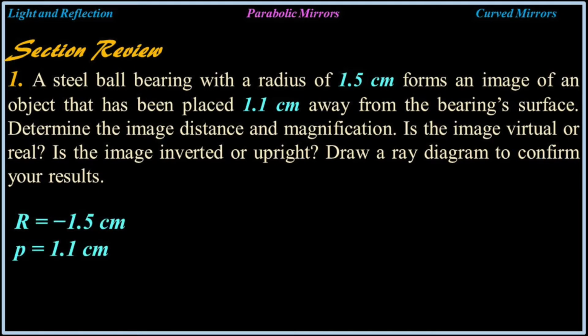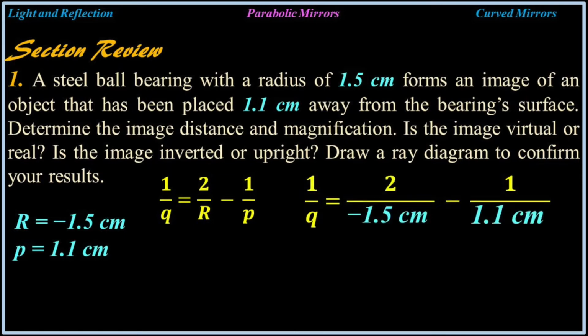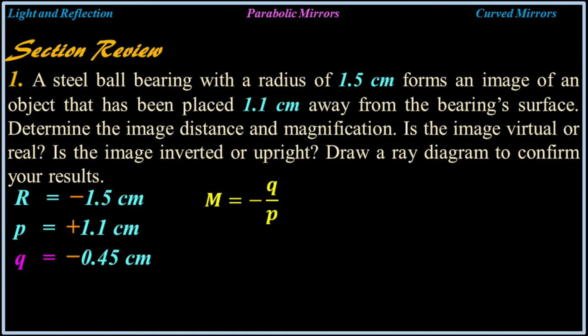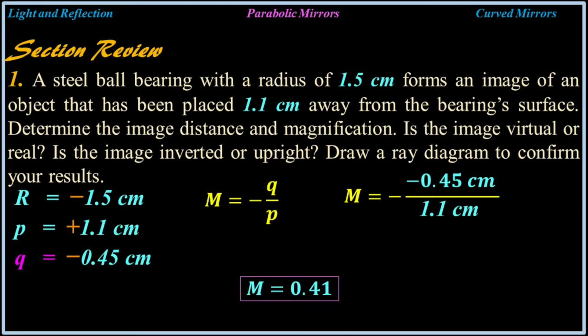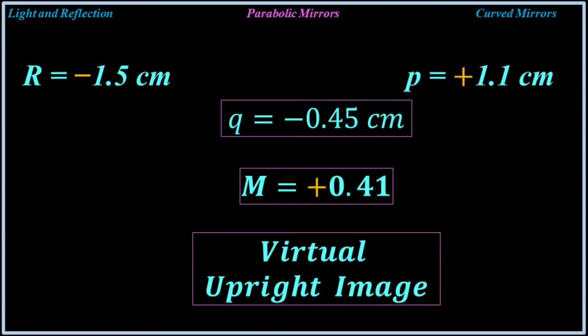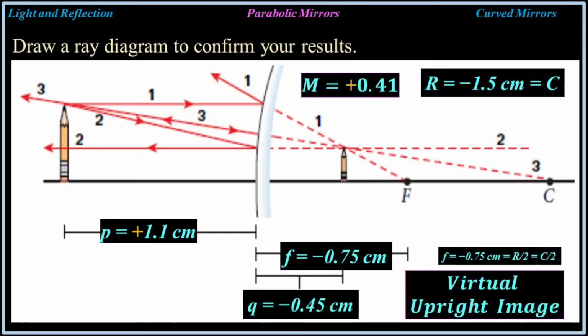This is the radius of curvature and the P. Here's the equation, including the radius of curvature. Plug in the data, including your signs, and you get negative 0.45 centimeters. Here's M. I'm just going to let this run. I think you're going to be pretty good at this now. 0.41, so it's going to be smaller. And it's going to be virtual, and it will be upright. And here's a review of everything. And here it is on a diagram.